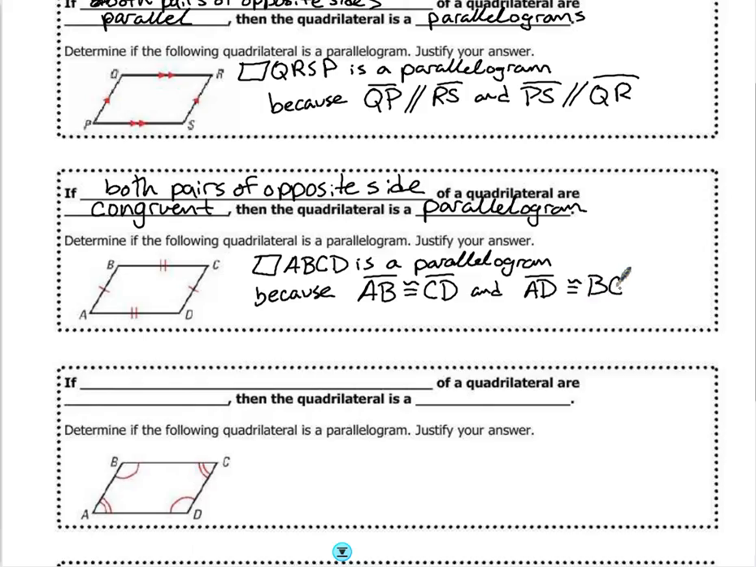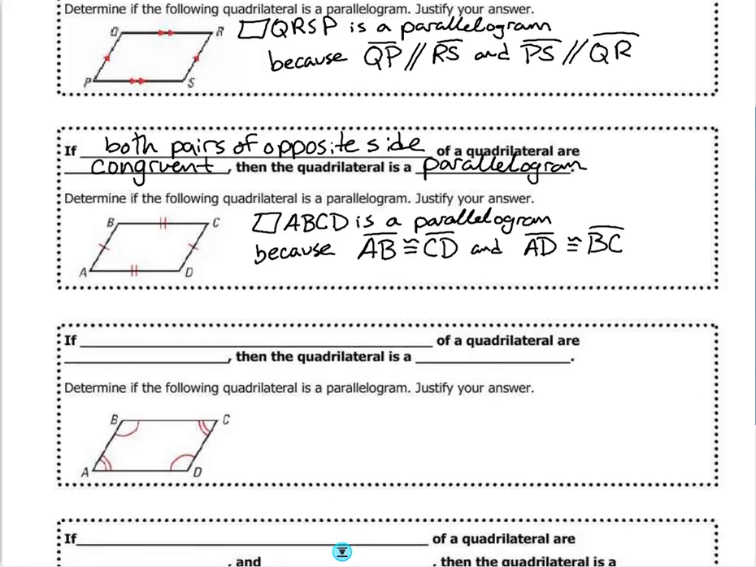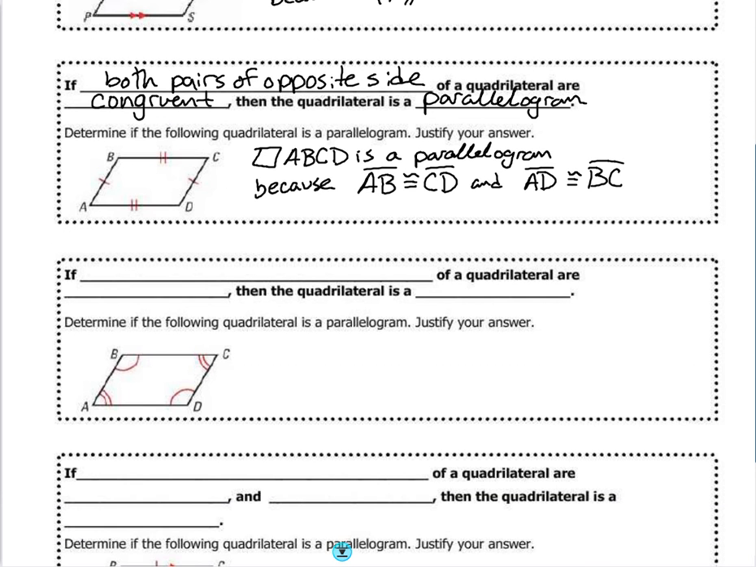So in last video lesson 8.2, we were given parallelograms, and then we could use those sides and set them congruent to find missing side lengths. Here, we have to determine, because these sides are congruent, opposite sides are congruent, then I know it's a parallelogram. It's kind of working backwards, if you want to think of it that way.